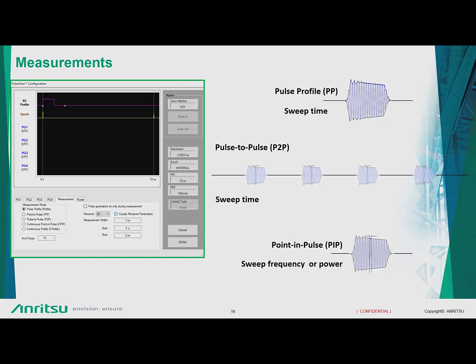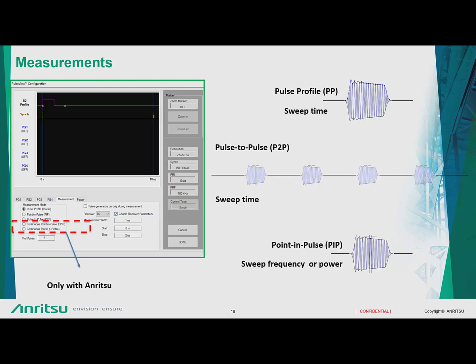So these 3 are the main ones, but we also have something called a continuous point in pulse and a continuous profiling, in which, in one single acquisition, the response that the DUT is giving for a particular pulse for a very long duration of time can actually be characterized, and this is only available with Anritsu. If you're interested to know more about these 2 functions, you can always send us an email and we can help you out with a demonstration.